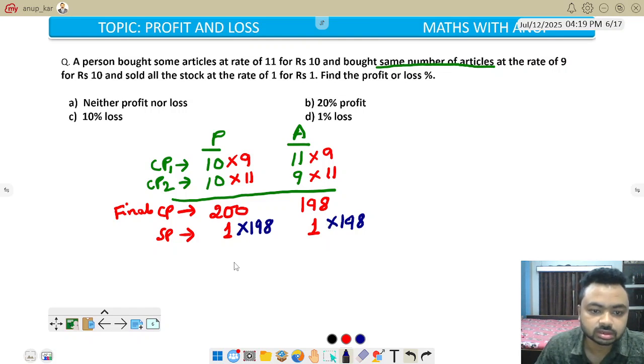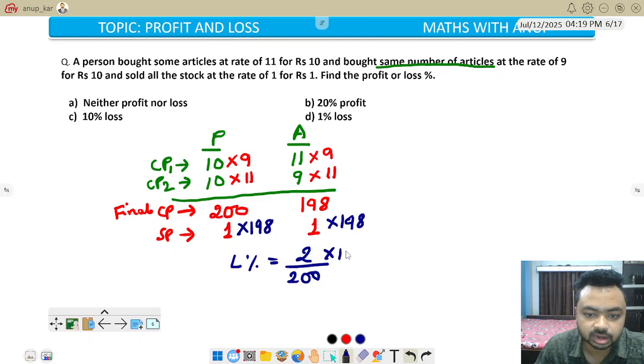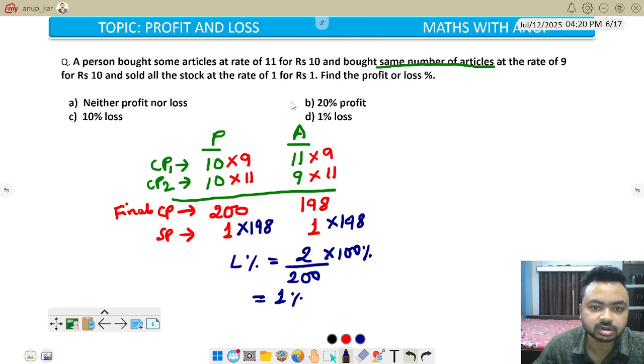As the cost price is more than selling price, there is definitely a loss, and loss percentage equals loss 2 by cost price 200, into 100. So it will be 1%. So it is 1% loss. I hope it is clear. Next, moving to the next question.